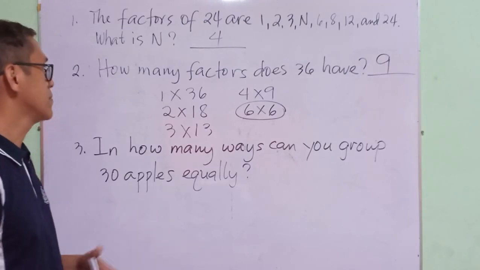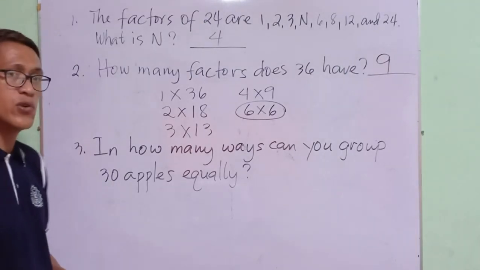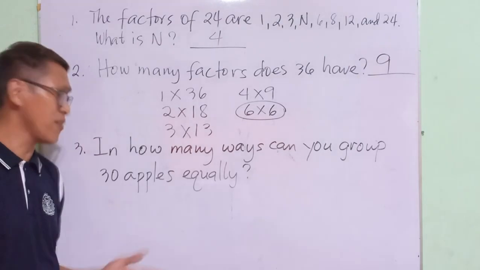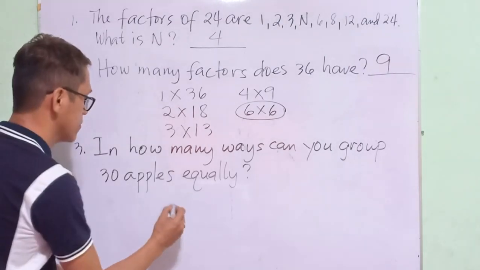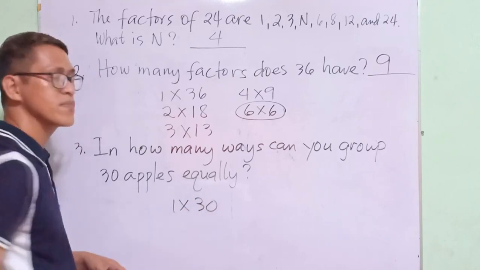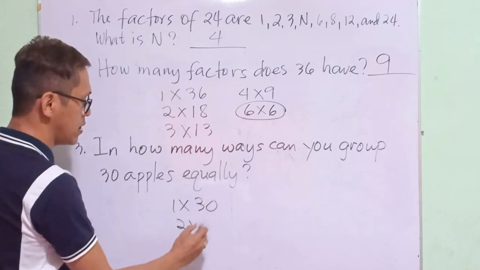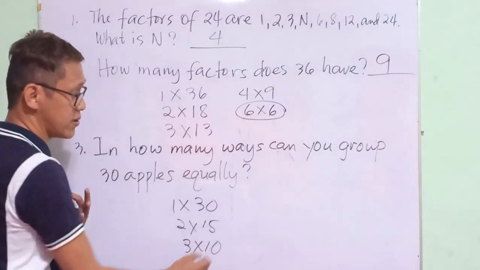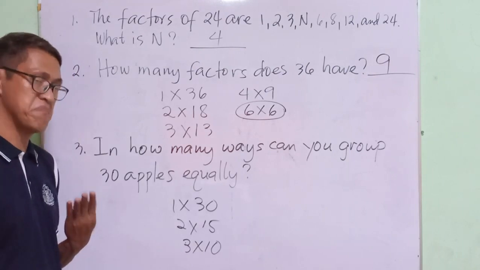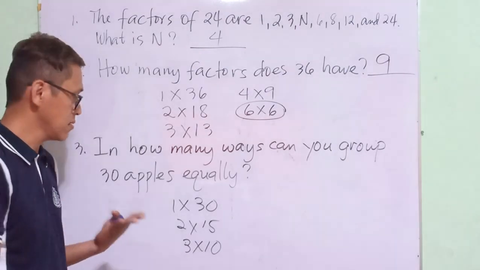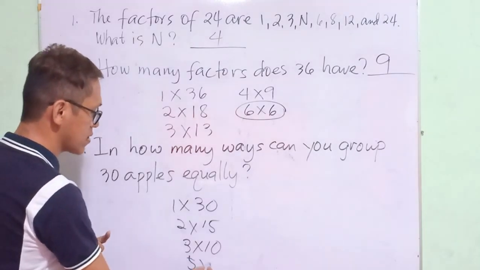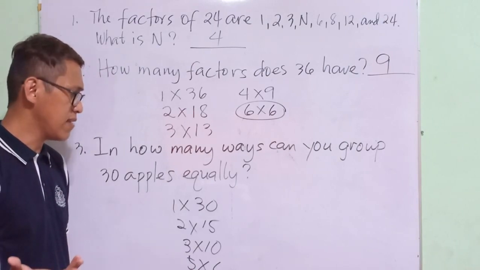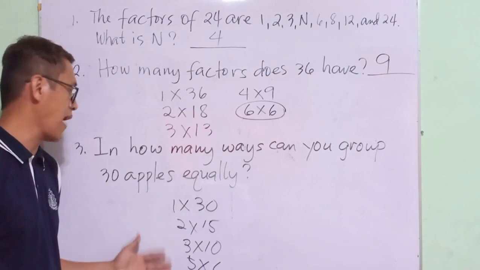What about the third one? In how many ways can you group 30 apples equally? To answer this question, you simply get all the factors of 30. So let's start with 1 times itself. What about 2? Yes, 2 times 15 will give us 30. What about 3? Yes, 3 times 10 is 30. What about 4? I think not. What about 5? Yes, 5 times 6 is 30. We have already 6, 7, 8, 9, 10, we have already. So I think these are the only factors of 30.